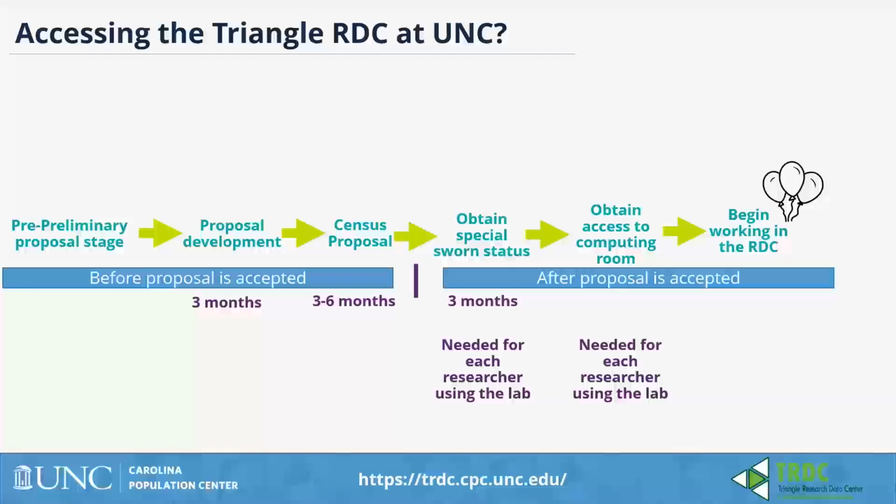Eventually, after Bert gives it a green light, it goes to the census. That can take 3 to 6 months, followed by about a 3-month period of getting special sworn status, which gives you an ID card that allows you to enter the data center. So the point of going through this is that there are several steps involved in getting access. The process has been sped up, or at least it was prior to 2024.